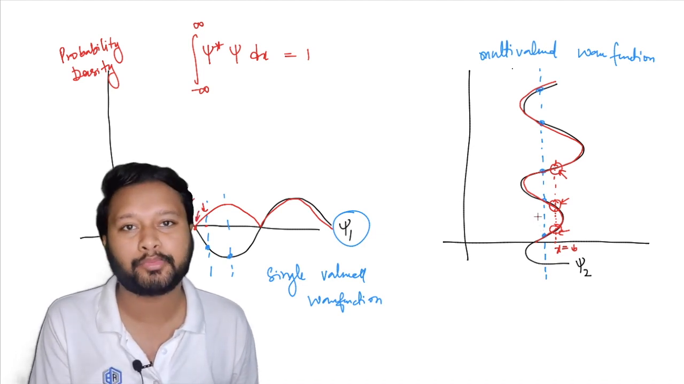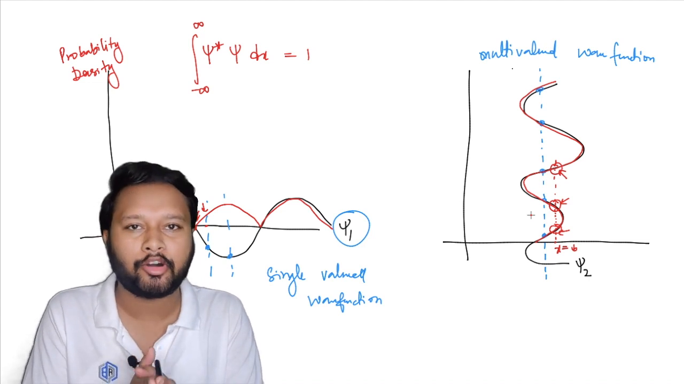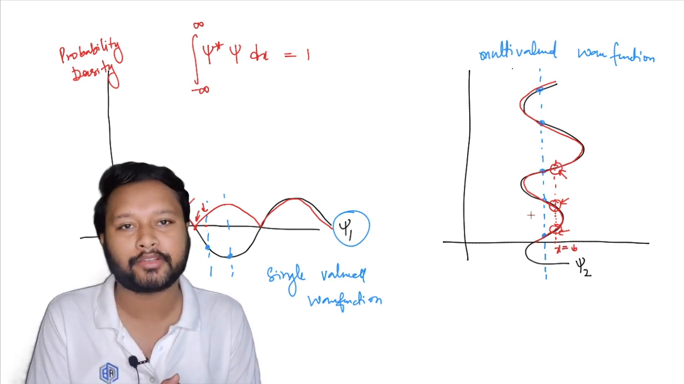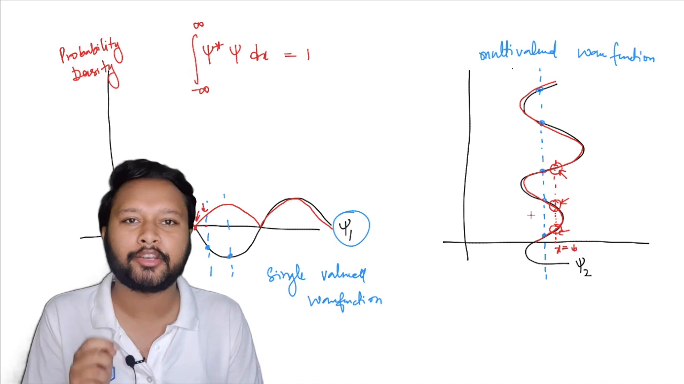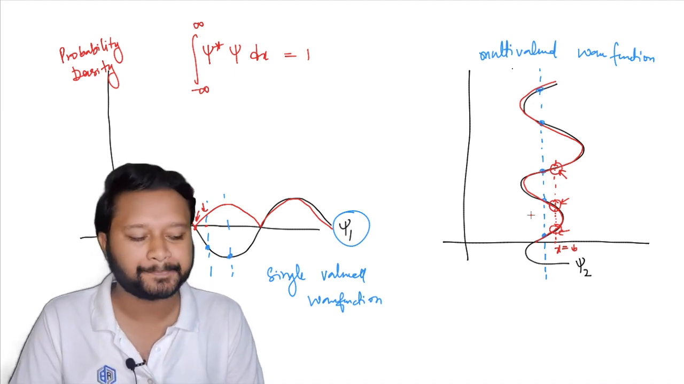So this first point is actually about the probabilities of finding the particle at a certain value of x. That's why it has to be single valued, so that you get a single probability of finding the particle at the corresponding value of x. All right, so that was the first point.